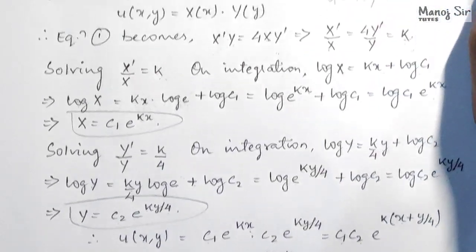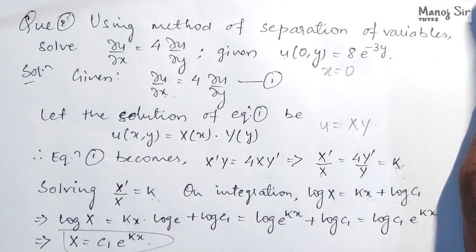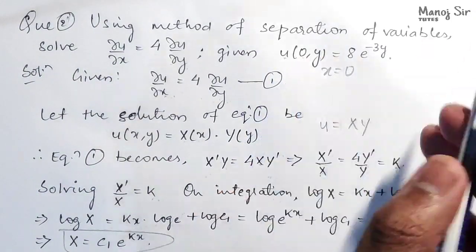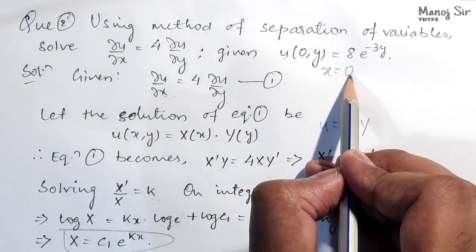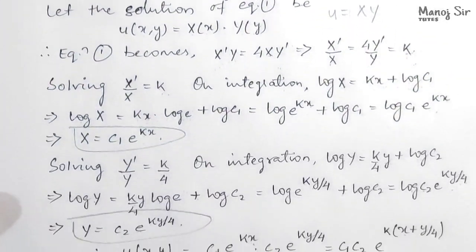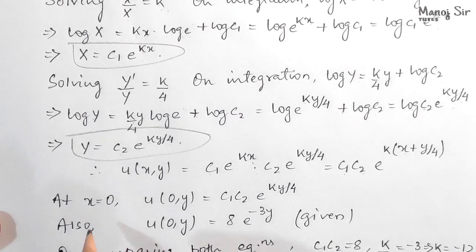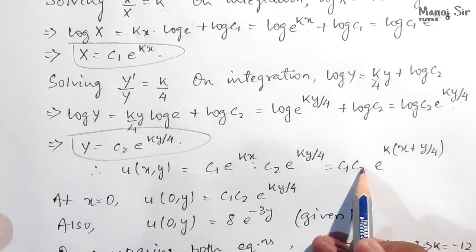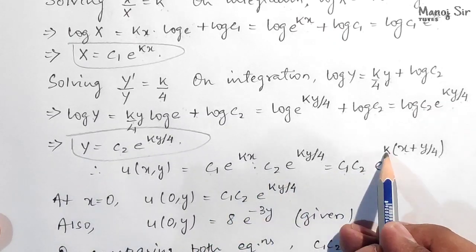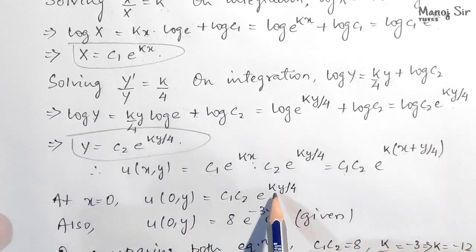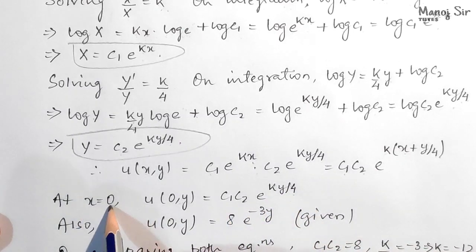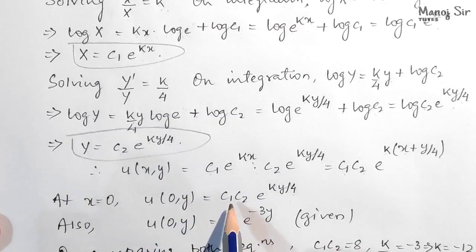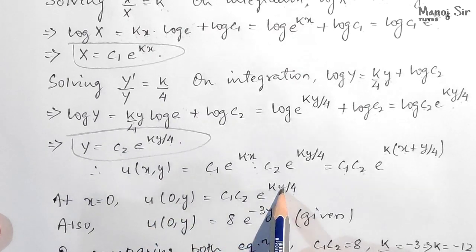Now in the problem there is a boundary condition given, that is u of 0 comma y. Okay, it means put x as 0. So at x equal to 0, u of 0 comma y equals this c1 c2 will be as it is. Okay, e to power k into 0 plus y upon 4, that is k into y upon 4. Now here we have at x equal to 0, u of 0 comma y equals c1 c2 e to power k into y upon 4.